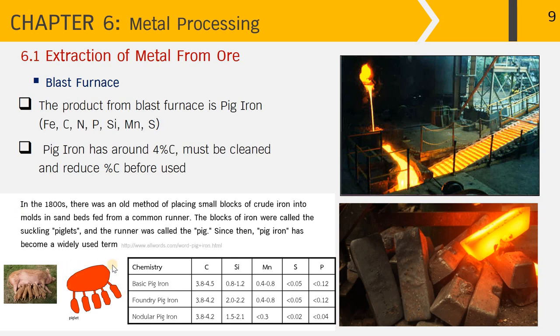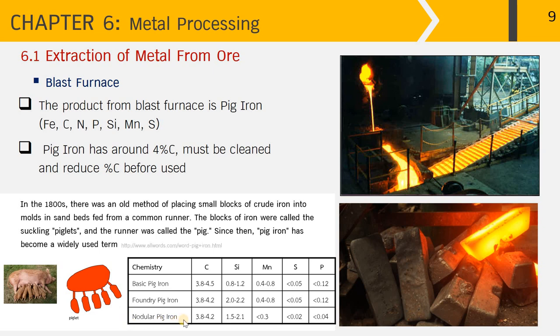In the 18th century, there was an old method of placing small blocks of the crude iron into molds in a sand bed, fed from a common runner. The blocks of iron were called the suckling piglets, and the runner was called the pig. Since then, pig iron has become a widely used term.